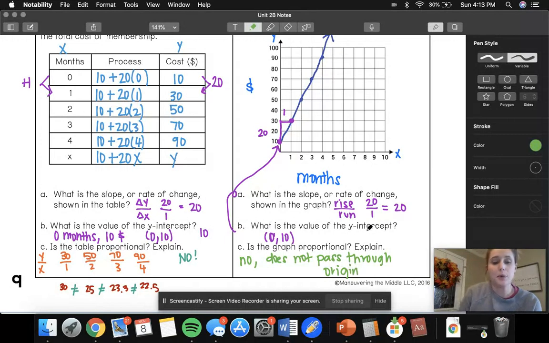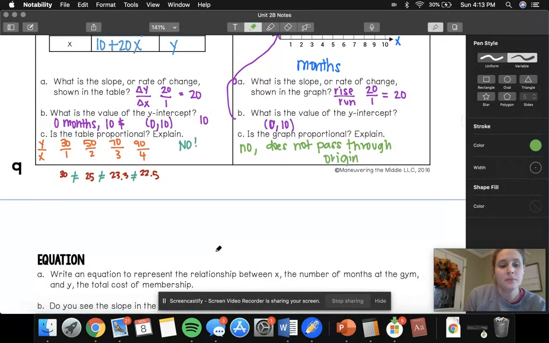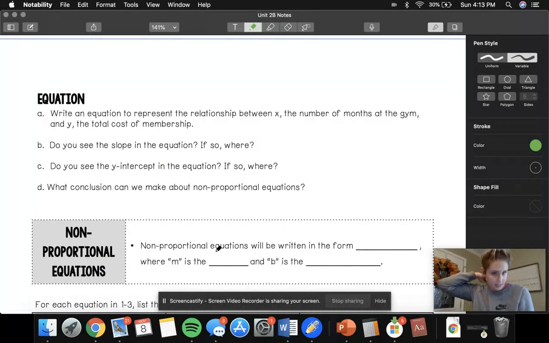Okay, so in a table, we actually had to compare the ratios. In a graph, we just have to look, does it pass the origin? No, both of them are non-proportional. Okay, so then it says write an equation on page 10 to represent the relationship between X, the number of months at the gym, and Y, the total cost.